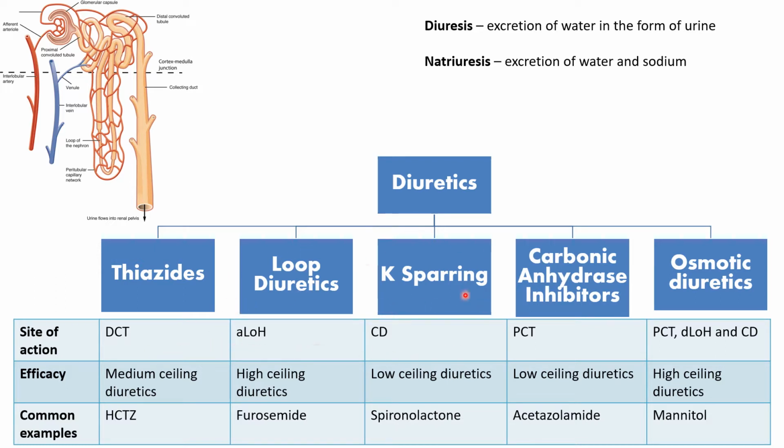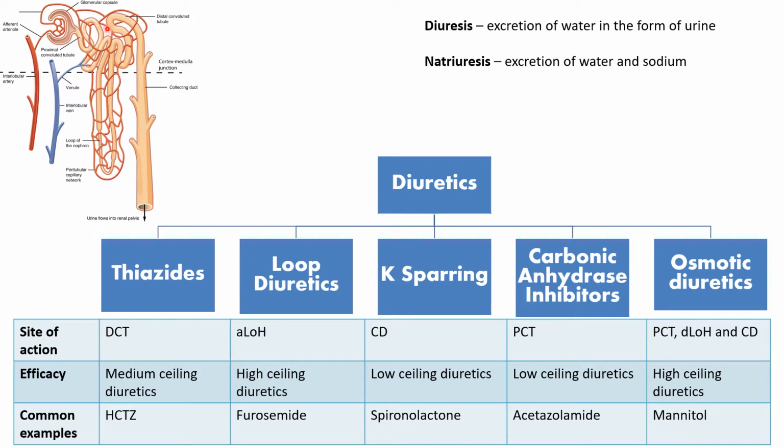The potassium-sparing diuretics act mainly on the collecting duct, but also in the late part of the distal convoluted tubule. Carbonic anhydrase inhibitors mainly act on the proximal convoluted tubule, and osmotic diuretics act in multiple locations: the proximal convoluted tubule, the descending loop of Henle, and the collecting duct. So basically, in parts of the nephron that have high water permeability.